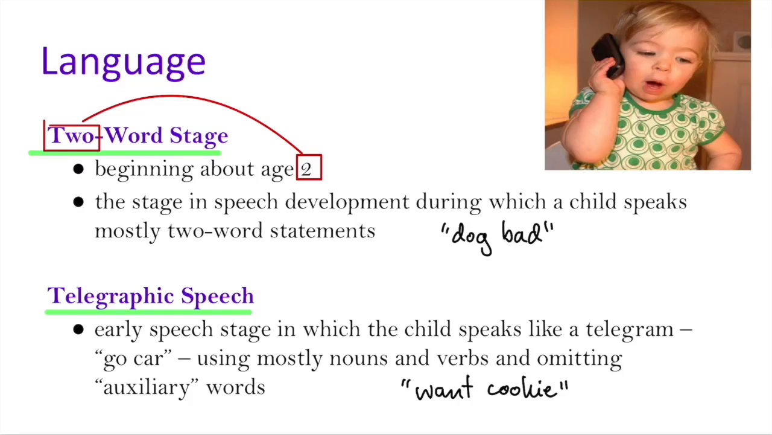They're going to be making some errors, but they can be understood. So this is kind of like when I try to speak Spanish. Then telegraphic speech is an early stage where you can talk in mostly nouns and verbs, missing some of the helping words, but you can still be understood. So mostly nouns and pronouns with the verbs.